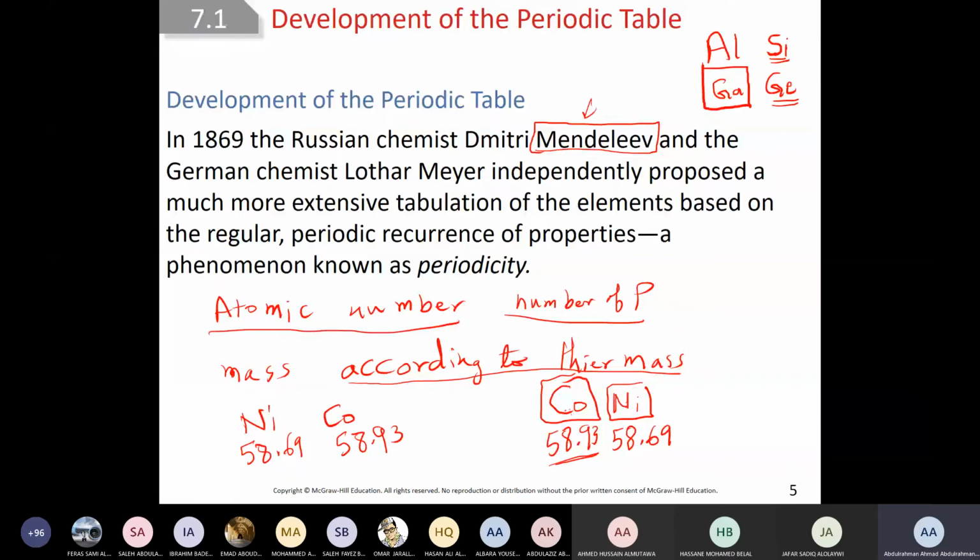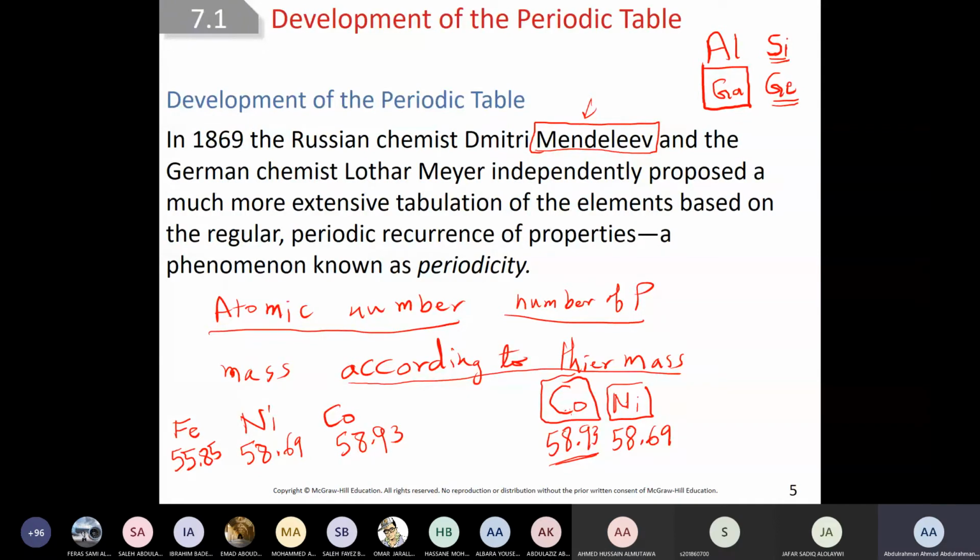Doctor, can you repeat the last point? As I said, let's look before nickel. Before cobalt, in your periodic table, what's the element before cobalt? Iron. What's the mass of iron? 55.85. Okay. And what is even before iron?